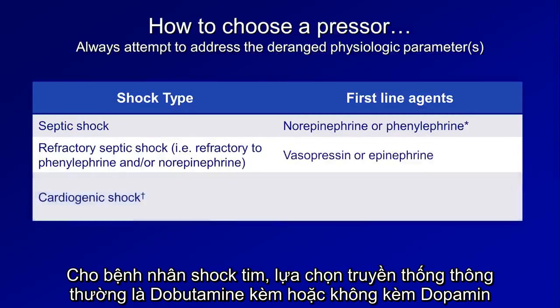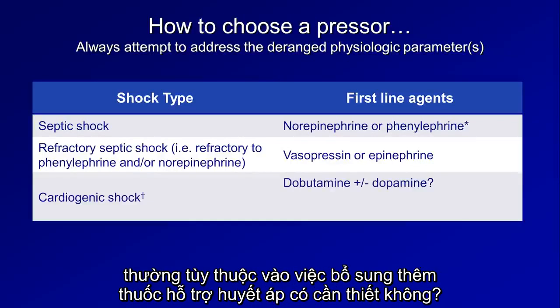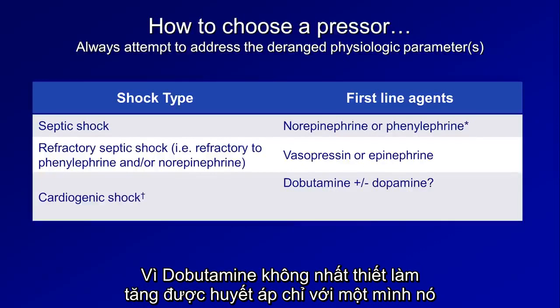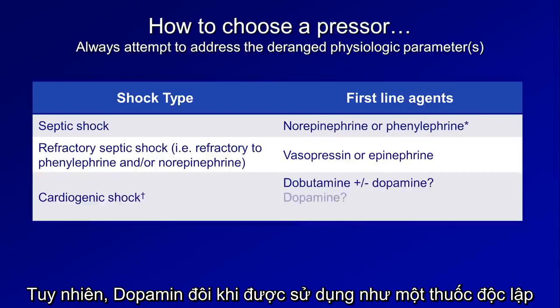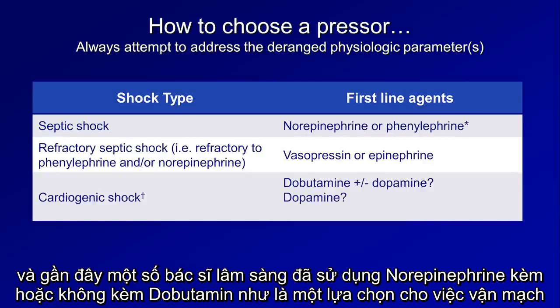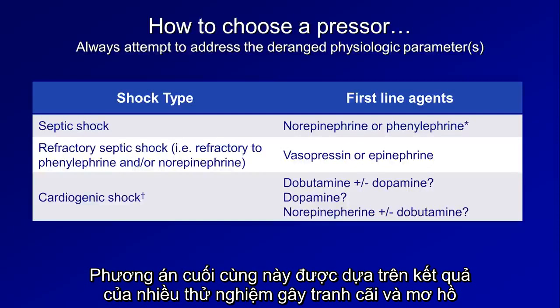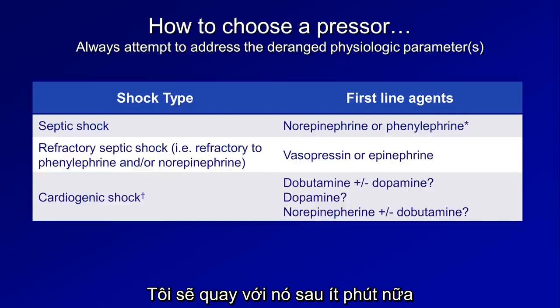For cardiogenic shock, the historical conventional choice is dobutamine with or without dopamine, usually depending on whether additional blood pressure support is necessary, as dobutamine does not necessarily raise the blood pressure on its own. However, dopamine is sometimes used as a single agent, and more recently some clinicians have been using norepi with or without dobutamine as the pressor of choice here. This last option is based on the outcome of a very controversial and problematic trial that I'll come back to in a few minutes.